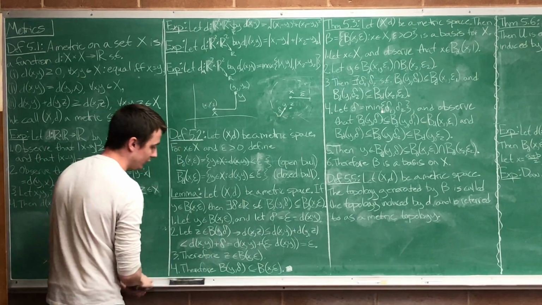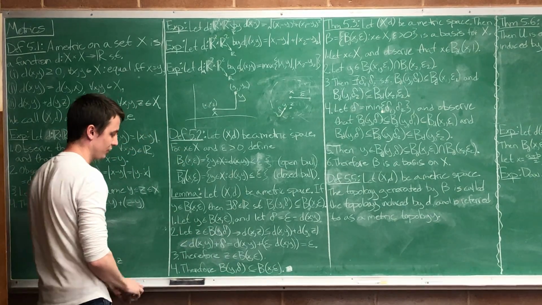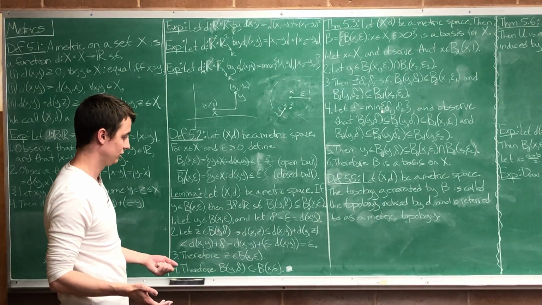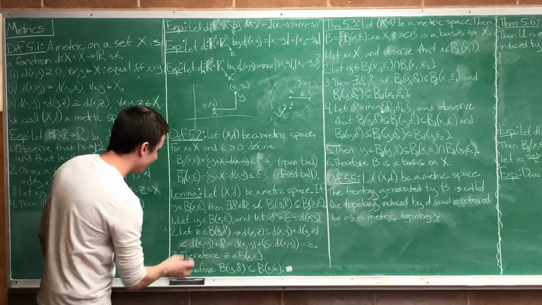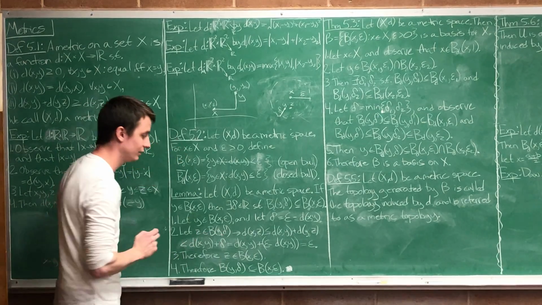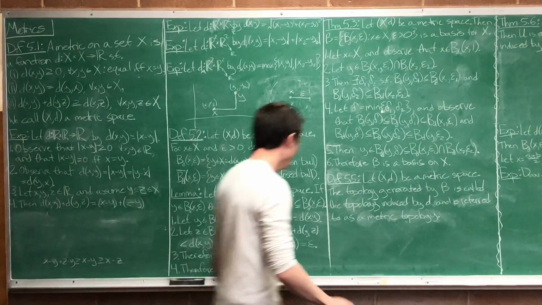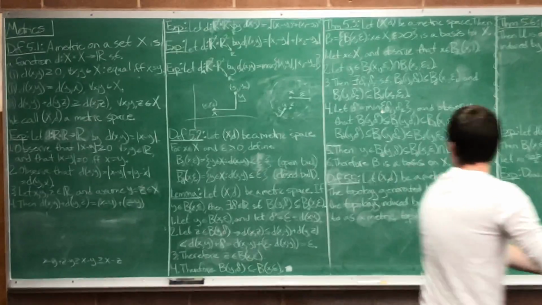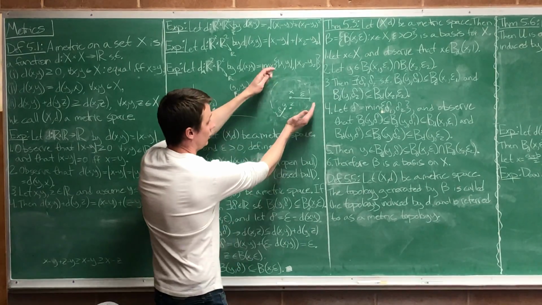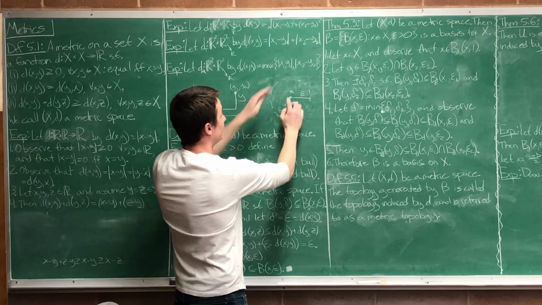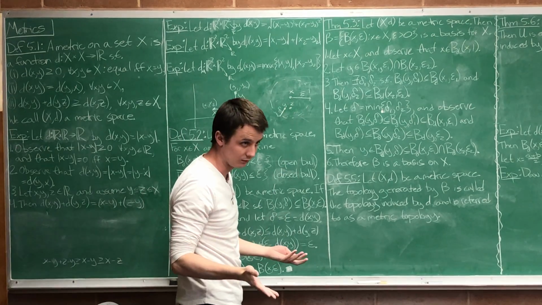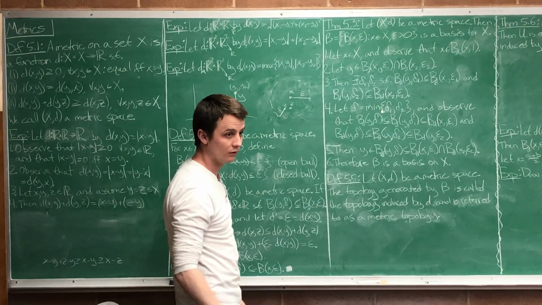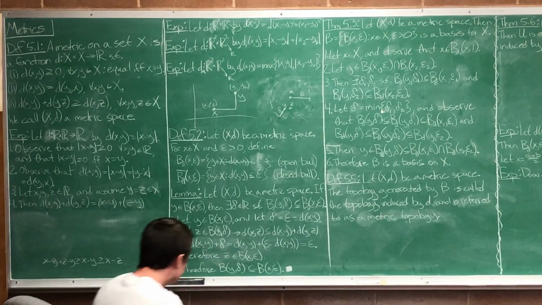Let z be any point in the open ball centered at y with radius delta. What does it mean for z to be in the open ball centered at y with radius delta? That means that the distance from y to z is less than delta. Right? So now I'm trying to argue that z is also in this ball. So I need to show that the distance from x to z is less than epsilon. If I can show that the distance from x to z is less than epsilon, we're done. Okay, so that's what we're going to be doing here.